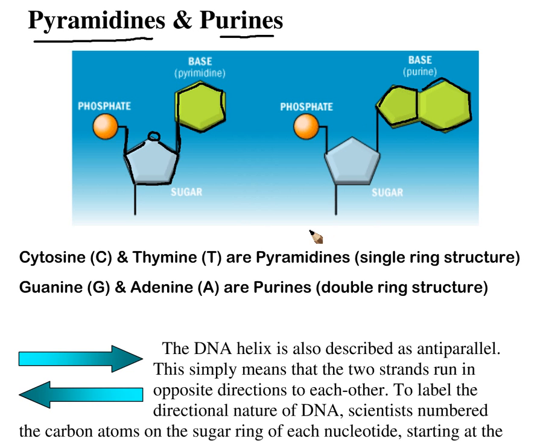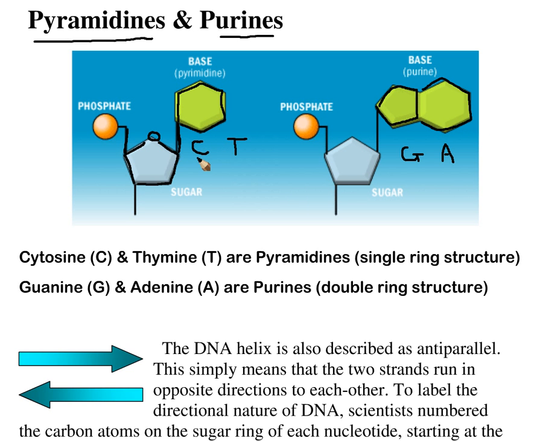So pyrimidines and purines. Cytosine, C, and thymine, T, are pyrimidines, whereas guanine and adenine are purines. And so you may think, I would have thought A and T, because they pair together, would both be... Well, think about that for a second. We've always got one member of each pair with a single ring base, and the other member of each pair is a double ring base. So this is one thing that helps to ensure correct base pairing.